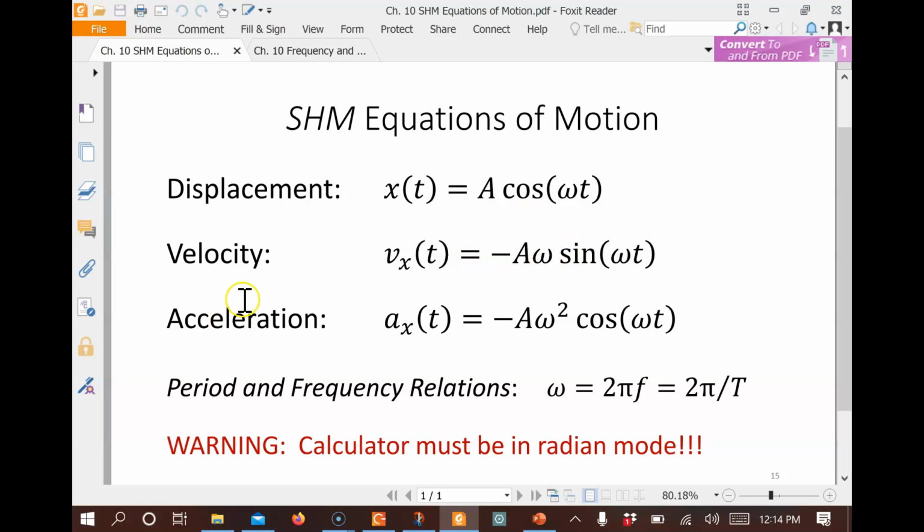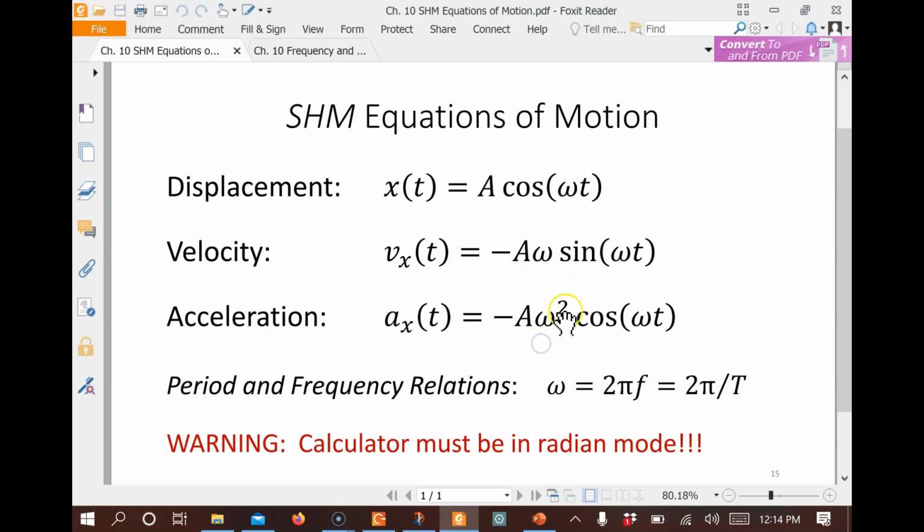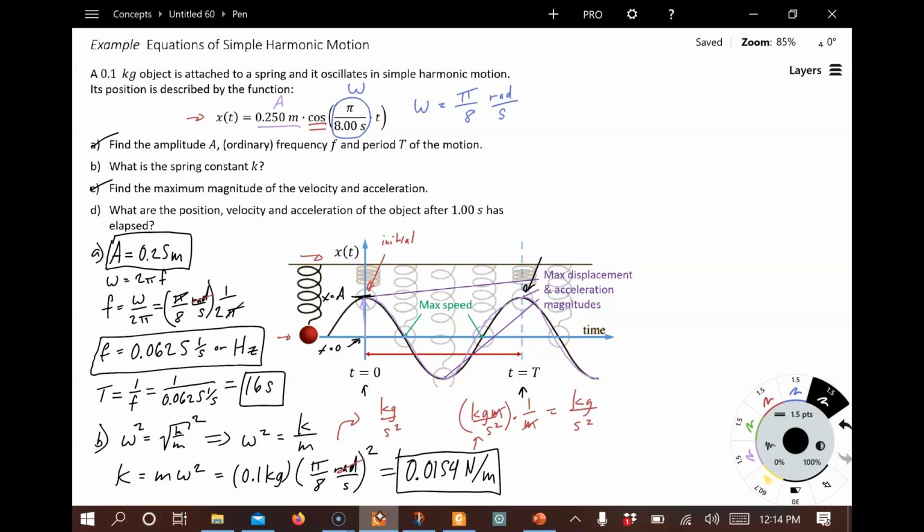For acceleration, same logic. What's the coefficient of cosine? It's A omega squared. That is going to be the magnitude of your maximum acceleration. So we can go write those down. For part C, Vmax is omega times A, and Amax is going to be omega squared times A. And we just need to plug those numbers in real quick. Let me pause and I'll go ahead and do that.